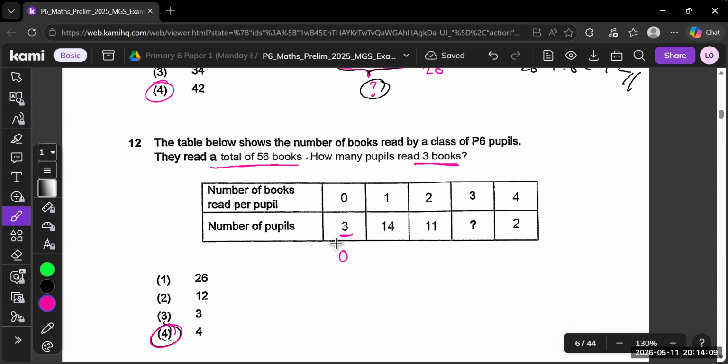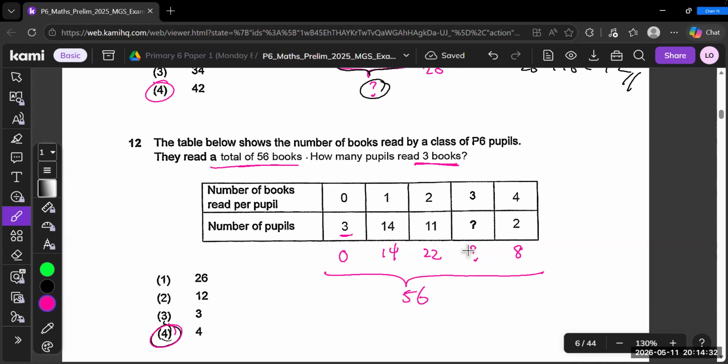So they read zero. 14 students read one book each. So 14 times 1, 14 books. 11 students read two books each. So 11 times 2. And then this one, we don't know, right? And then two students read four books each. So 2 times 4. So how many books do they read altogether? They have read a total of 56 books.